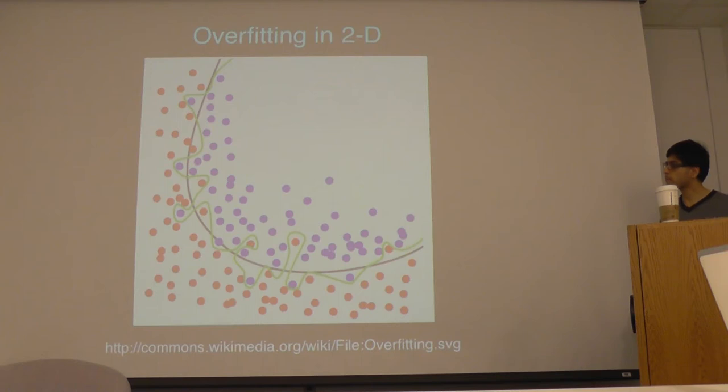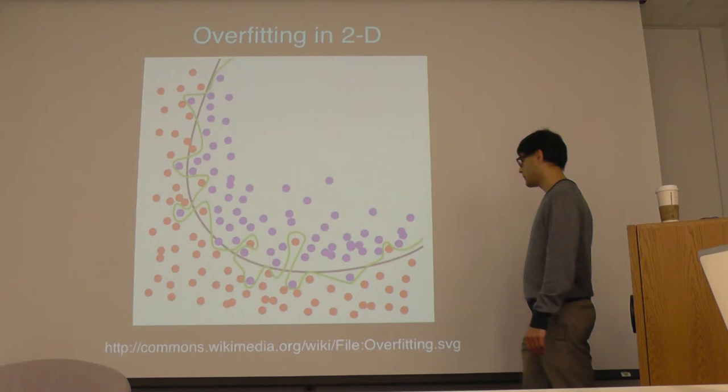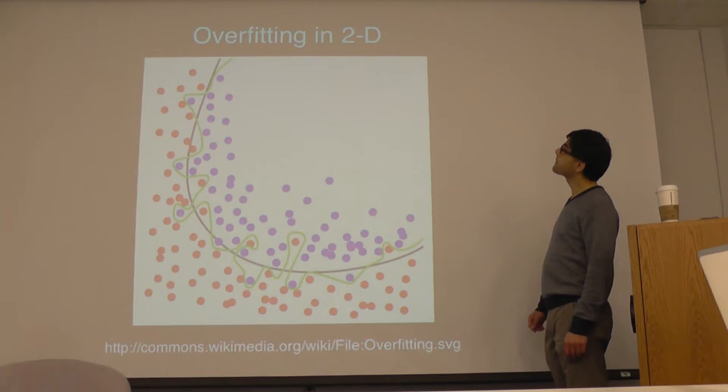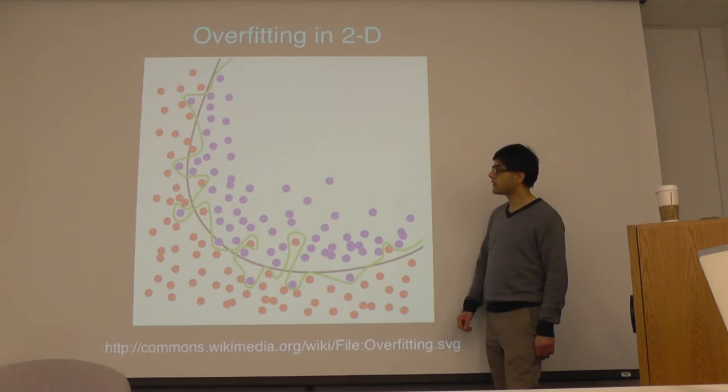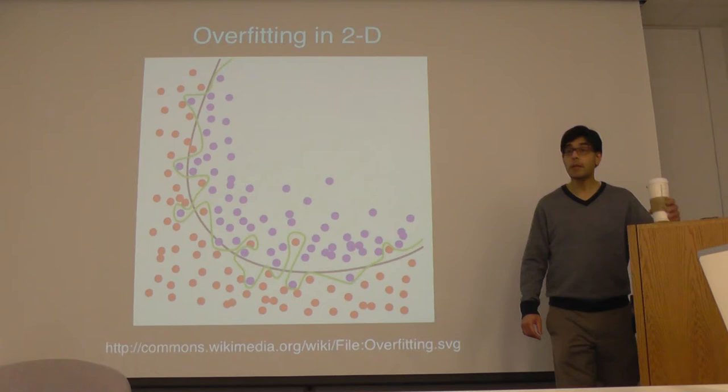So here's two classes. There's red stuff and there's blue stuff. And I just pulled this off Wikipedia. I think it's a nice picture. So if I want to draw a line through the red stuff to separate the red stuff from the blue stuff, well, clearly in this case, a straight line isn't going to do it.